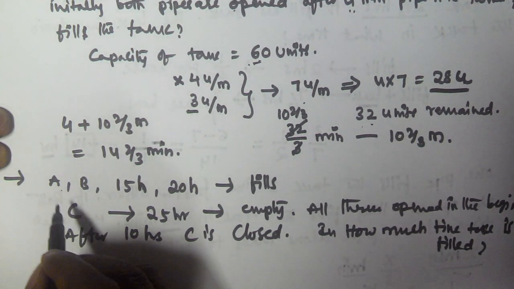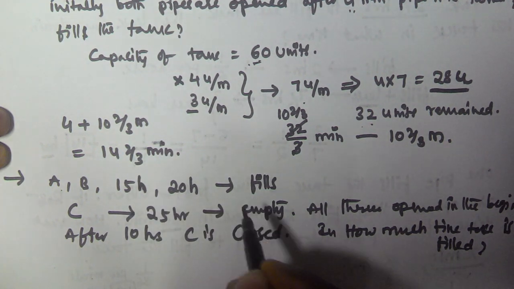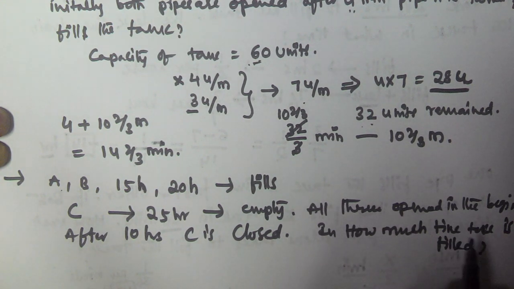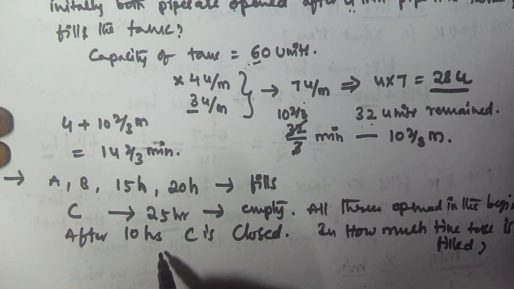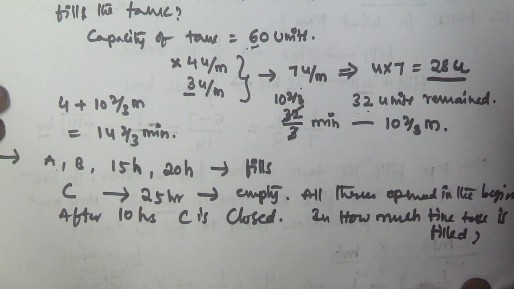So, A takes 15 hours to fill the tank. B takes 20 hours to fill the tank. C alone takes 25 hours to empty the tank. All three are opened in the beginning. After 10 hours, C is closed. In how much time is the tank filled?